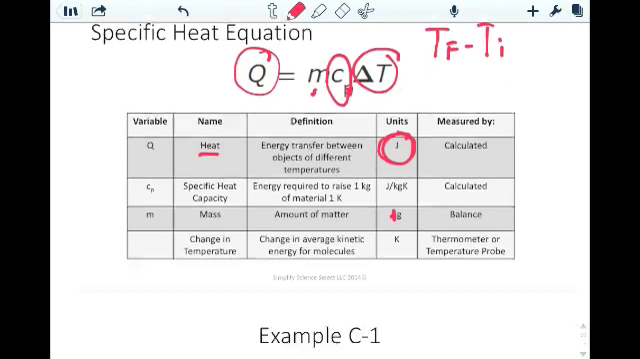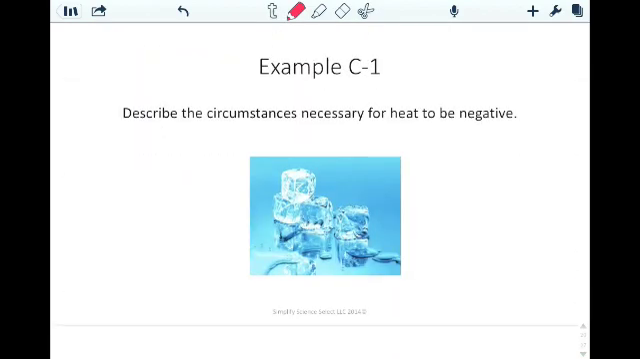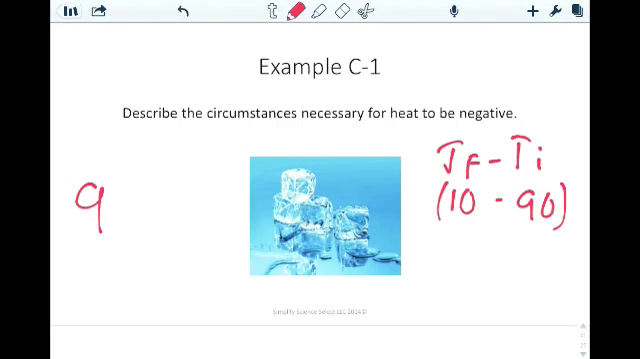So let's jump on into an example, C1. It says, describe the circumstance necessary for heat to be negative. So when we're looking at this one, we're trying to describe when will heat be negative. When will this Q be negative? And the answer for this is think of your temperature final minus temperature initial. So if your initial temperature was really big, say that it was 90, and your final temperature was really small, let's say that it was 10. The difference of this is going to be negative 80.